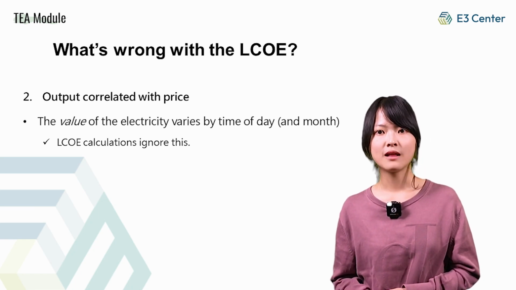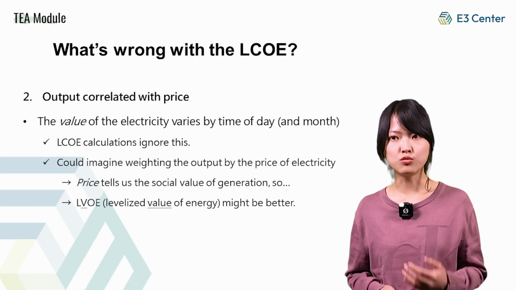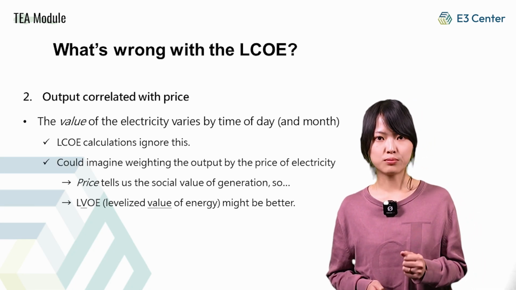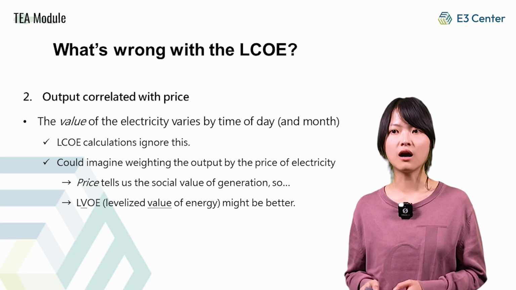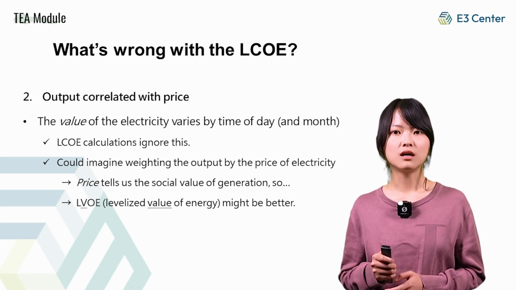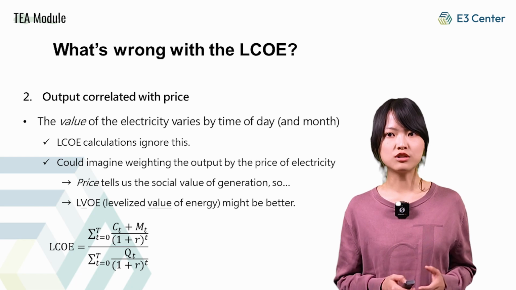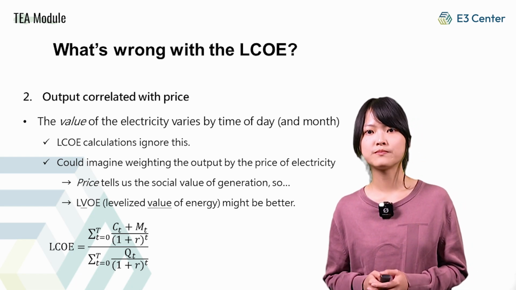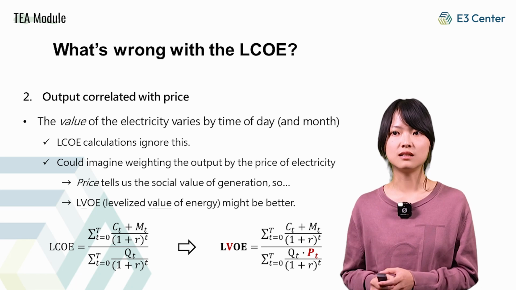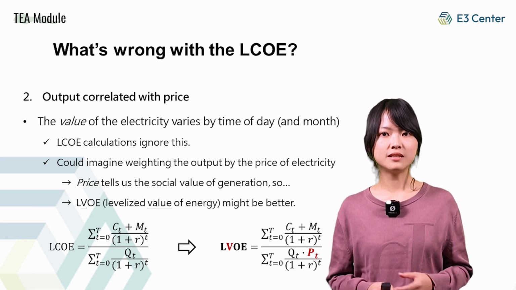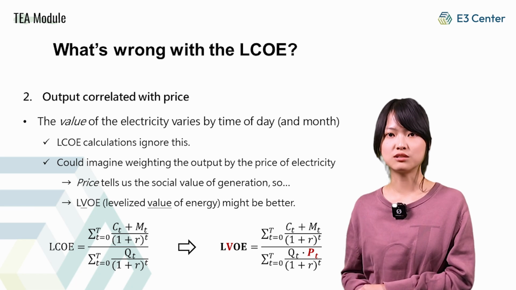A possible solution to this problem could be to weight the output by the price of electricity, introducing the concept known as the levelized value of energy, or LVOE. So the equation here shows how this works. We multiply the quantity by price, P_t, in the denominator. And P_t represents the price of the electricity at the time it is generated.